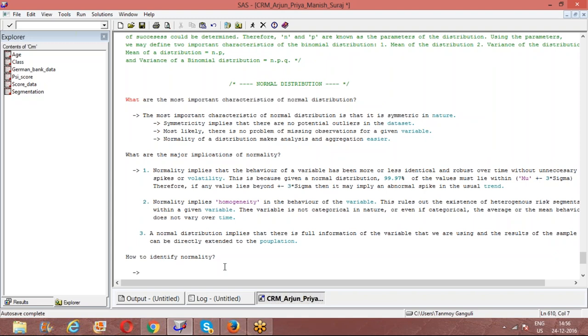After that you can do some kind of non-parametric test to identify which distribution it is following. You can do a Kolmogorov-Smirnov test, a KS test, to identify which distribution it is actually following. The test uses the actual frequency distribution as one line and the reference distribution as another line, and then compares between them. That is one way you can identify which distribution it is following.